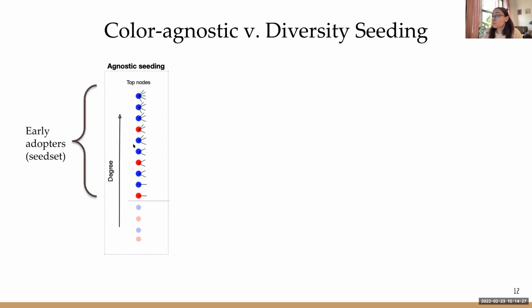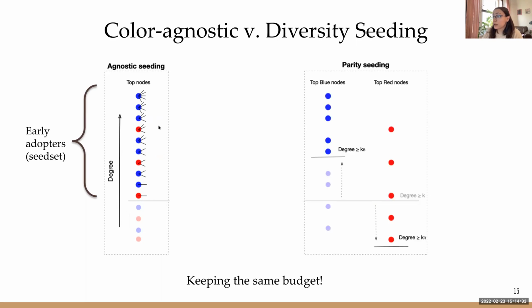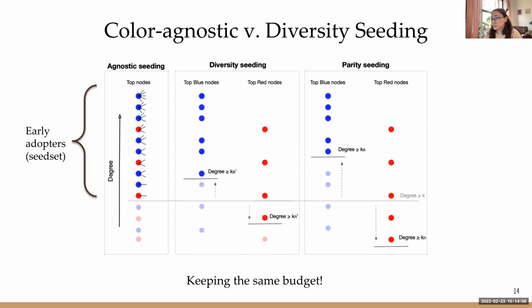So what we're proposing is two heuristics that are based on trying to diversify the set of early adopters. One of them, called parity seeding, we can enforce the statistical parity strictly. We can say if there are equal numbers of red and blue in general, we want exactly equal number in the early adopter set. So what we're going to do is, well, we have to choose more of the lower degree red nodes and fewer of the higher degree blue nodes in order to achieve that ratio, because we have to keep the same budget.